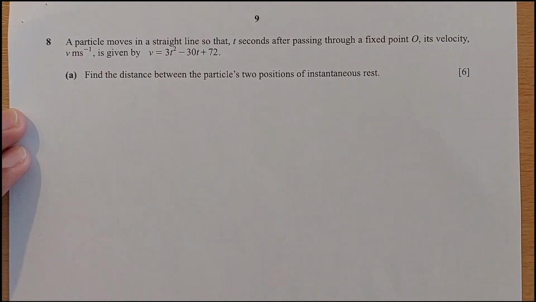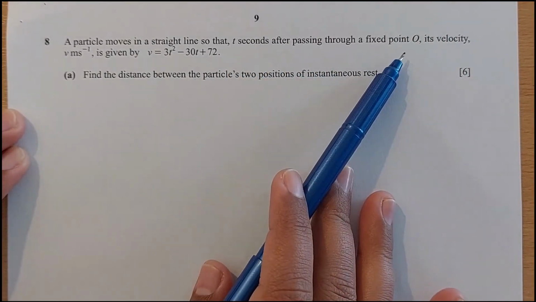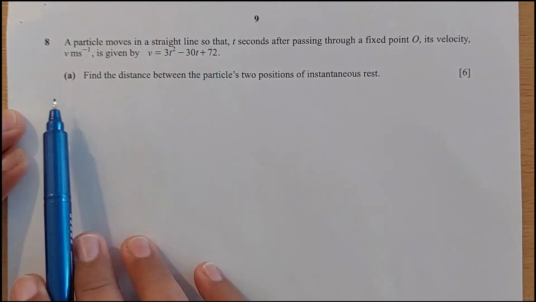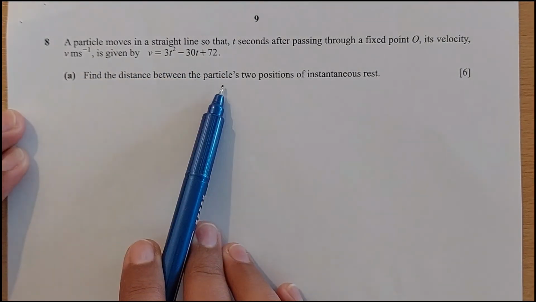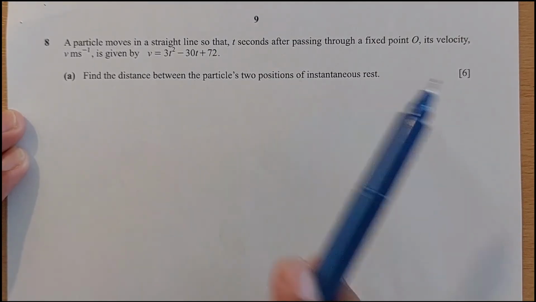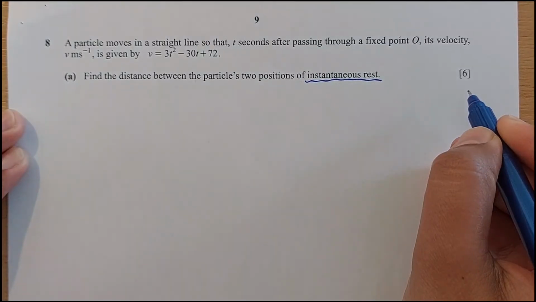Question number 8. A particle moves in a straight line so that t seconds after passing through the fixed point O, its velocity v meters per second is given by this. For part A, find the distance between the particle's two positions of instantaneous rest. So we need to find the positions of instantaneous rest first.